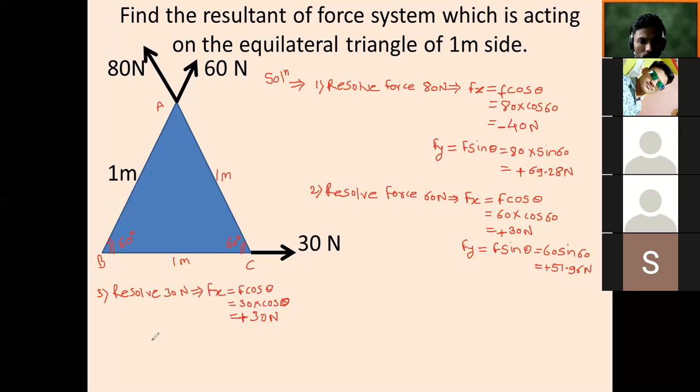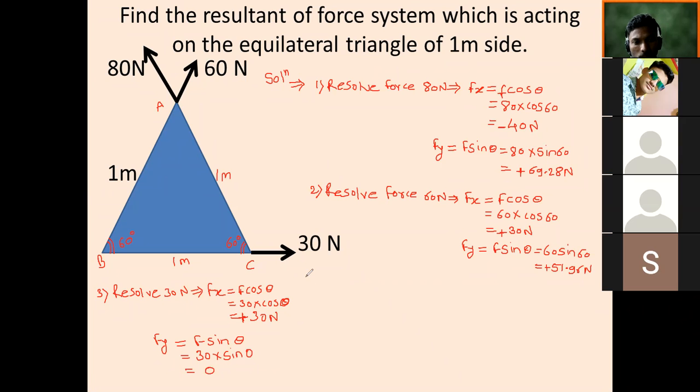So here also, Fy is equal to F sin theta. What will be the value of F sin theta? 30 into sin 0. Sin 0 is how much? 0. So Fy will become 0.